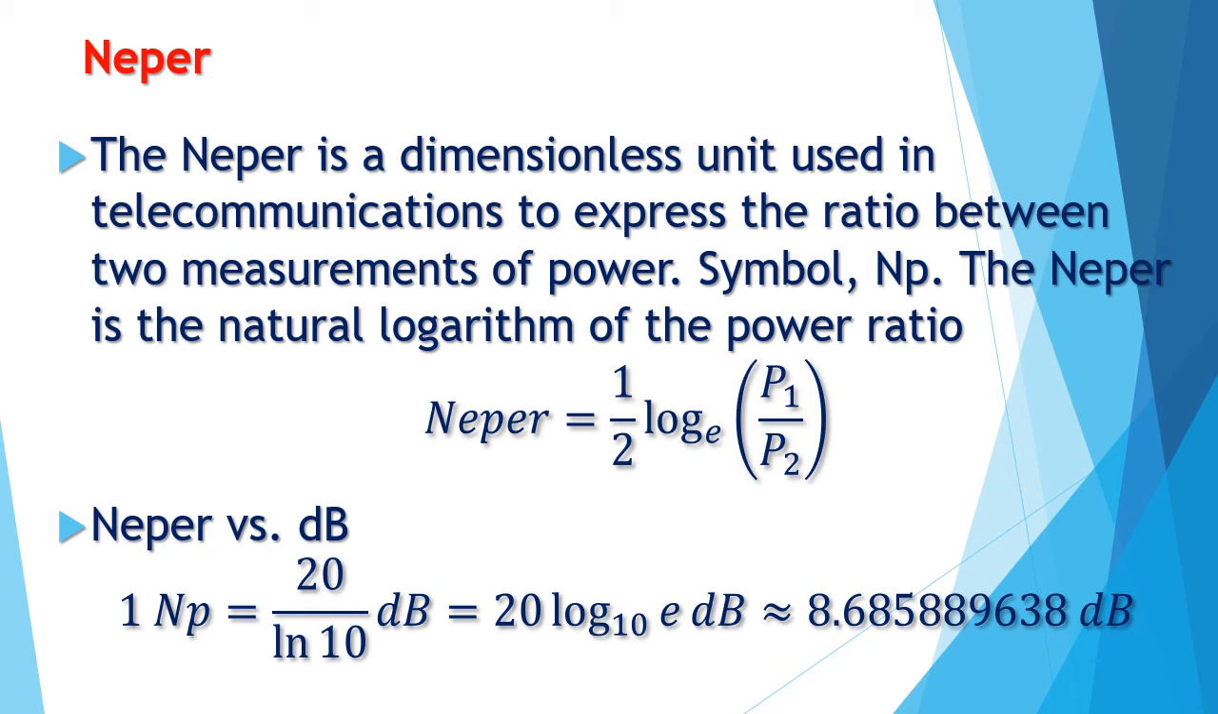So 20 log base 10 of e decibels is approximately equal to 8.685889638 decibels.